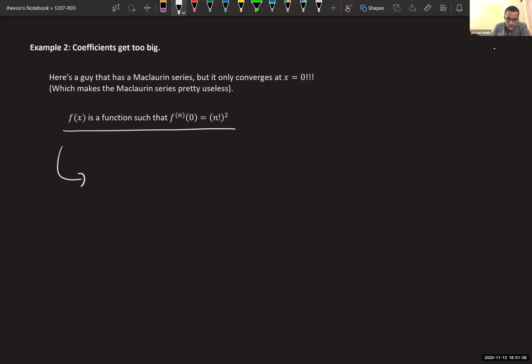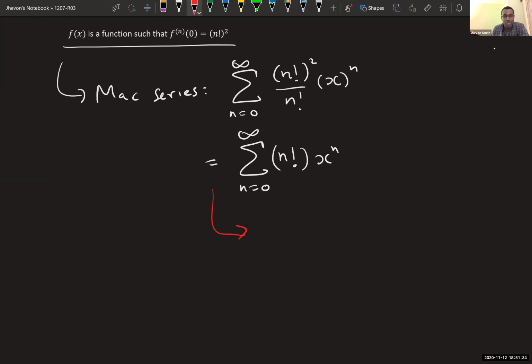Then the Maclaurin series would look like what? It would be the series n goes from 0 to infinity of n factorial squared over n factorial times x to the n. So this means the Taylor series for this, or the Maclaurin series for this, would be n factorial times x to the n. It turns out it's a very easy exercise by the ratio test to show that this diverges for all x except 0.